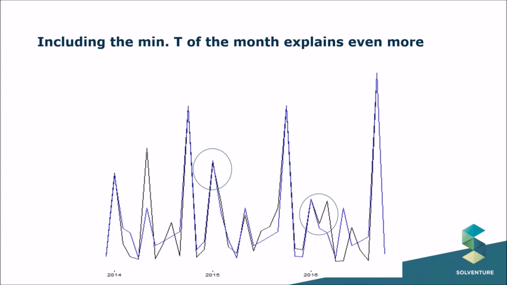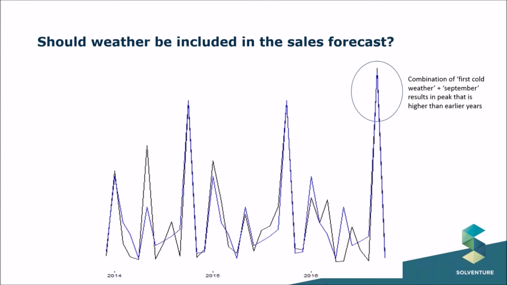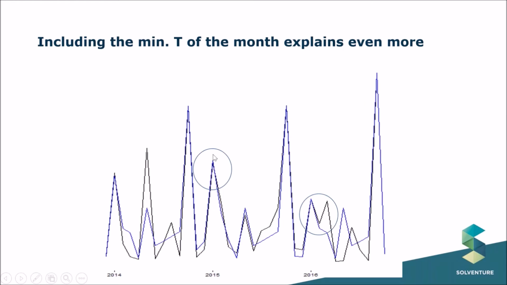So the next step could be: what else can the minimum temperature explain? Instead of just modeling that first winter peak, what if we would, in general, add temperature? Because we already said there will be a timing effect, and maybe that first winter peak is an extreme example, but there will also be a volume effect. If we add the minimum temperature of the month as an extra variable, we see that some peaks are significantly better predicted. If you look at this peak over here, it is understated. If we add the minimum temperature of the month, you see that the matching is much better.